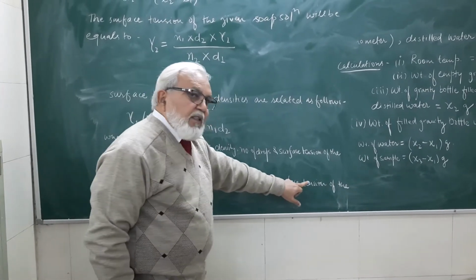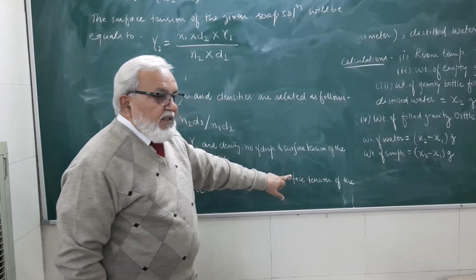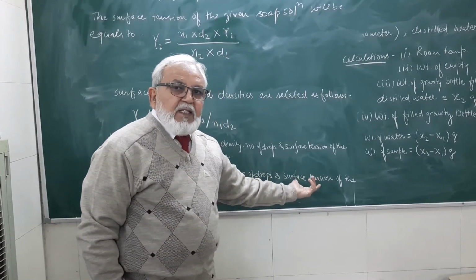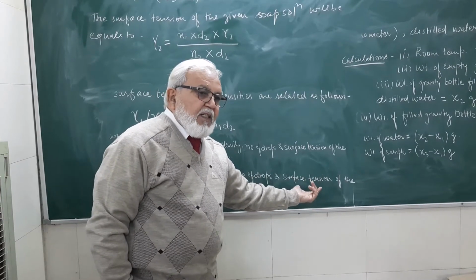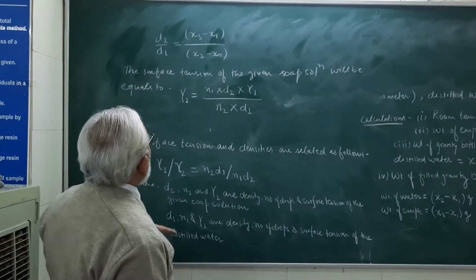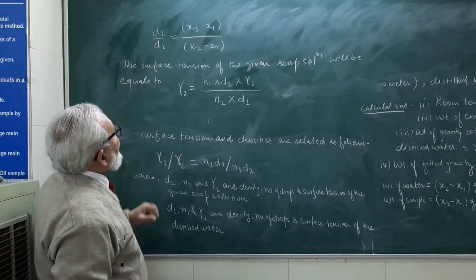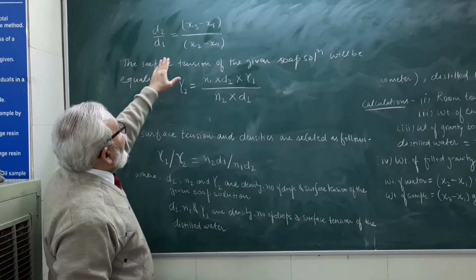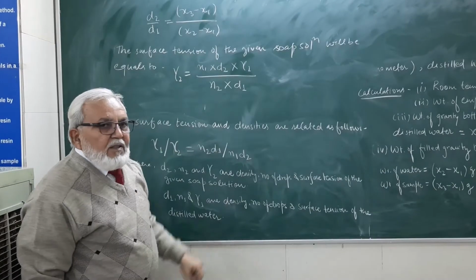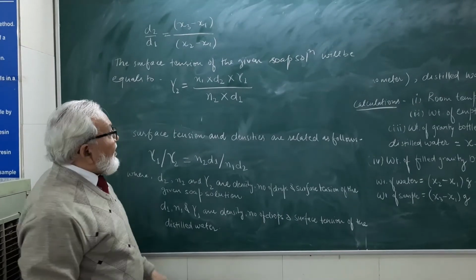This gamma 1 is obtained from the standards. At room temperature it will have a certain value, so that value will be taken, and then the values are put into this equation. Firstly, you can see that the relation between D2 and D1 is x3 minus x1 divided by x2 minus x1. D2 is the density of the soap solution, while D1 is the density of distilled water.